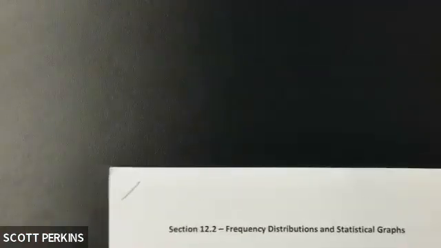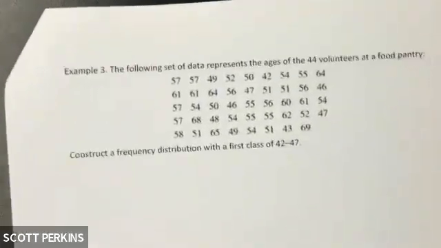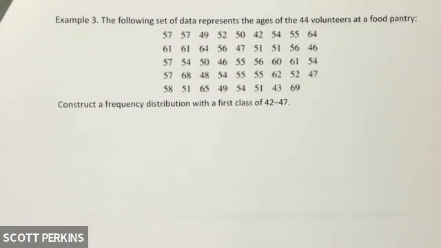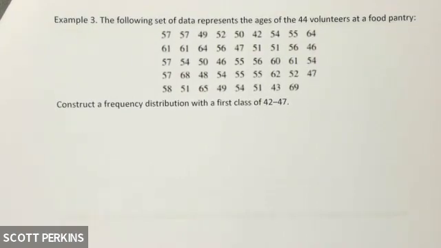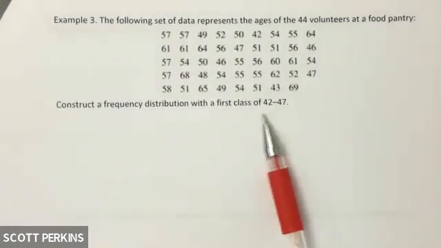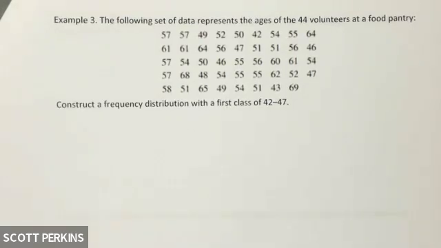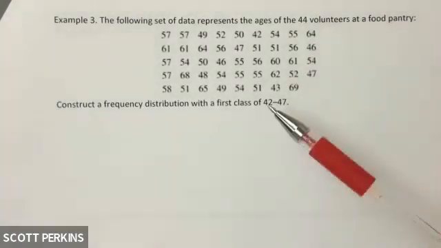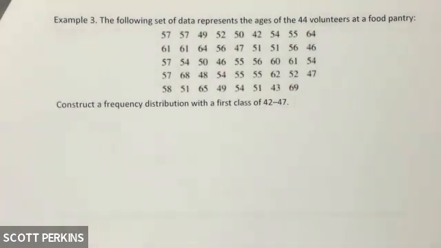Okay, so next page, you're going to do another one. This set of data is the ages of 44 volunteers at a food pantry. Again, it's out of order, so that makes the count at the end a little more inconvenient. But set up your frequency distribution and get as far into it as you can. Notice there's no decimals. All of my data is whole numbers. So when you do the next class, you're sticking to whole numbers.